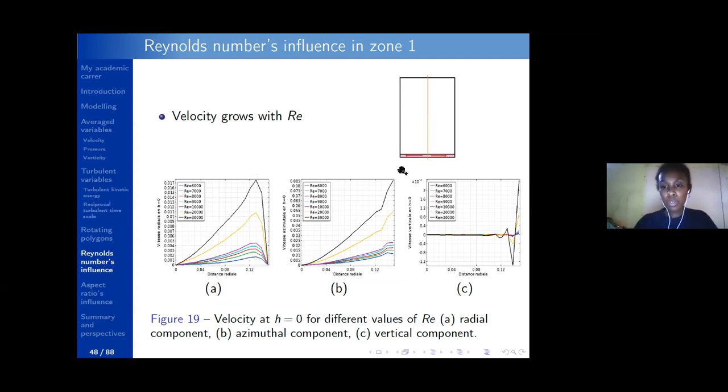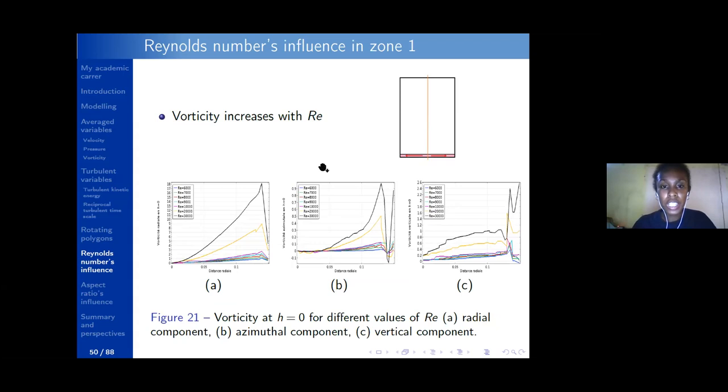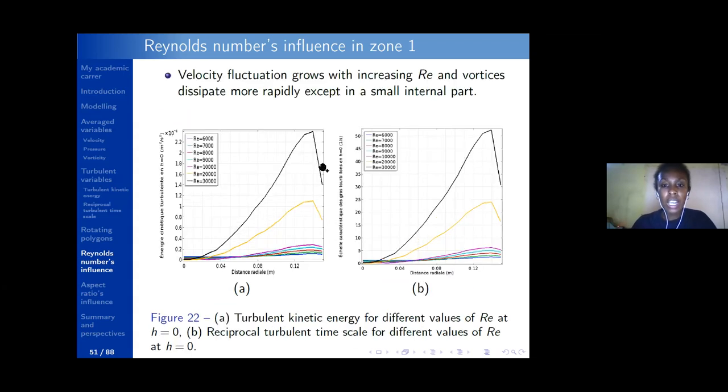In the first zone, the zone near the rotating bottom, velocity grows with Reynolds number. Pressure lowers. Vorticity increases. And velocity fluctuation grows with increasing Reynolds number. Vortices dissipate more rapidly, except in a small internal part here.